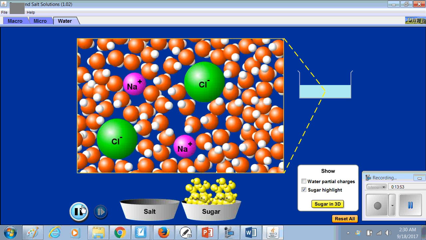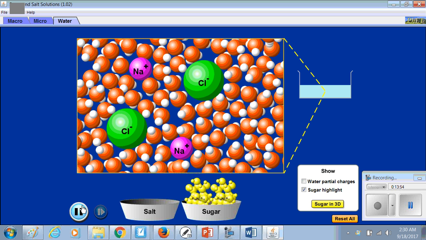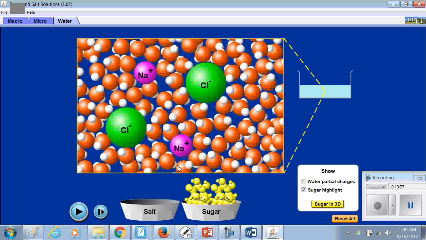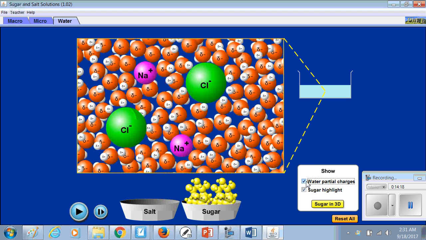Let me keep going and see if eventually this is going to float away. That's pretty good. There we go. So the sodium, the water has oriented itself so that the oxygen is pointing towards it, whereas the chloride ions, the water has oriented itself so that the hydrogen ends are around that ion. So why is that? So let me show you water's partial charges.